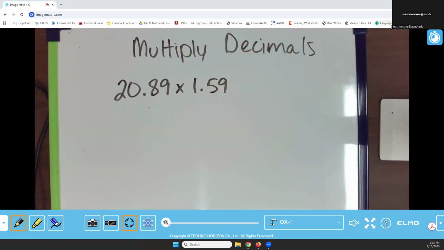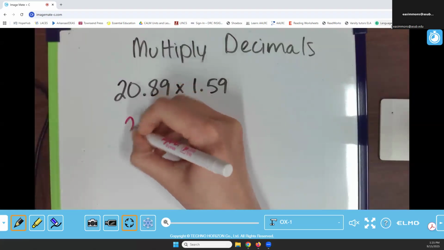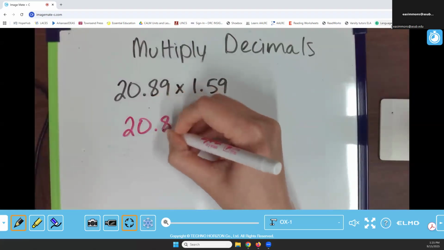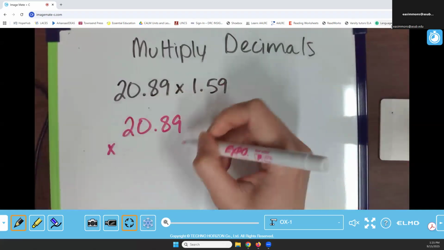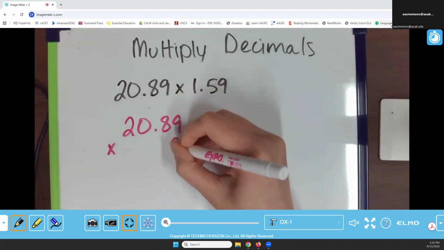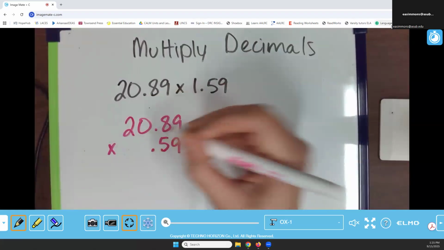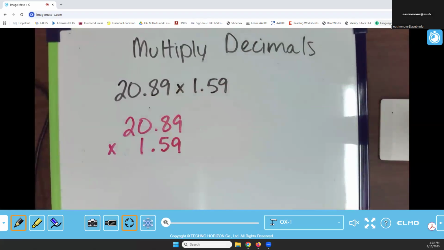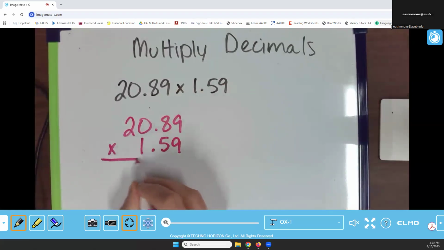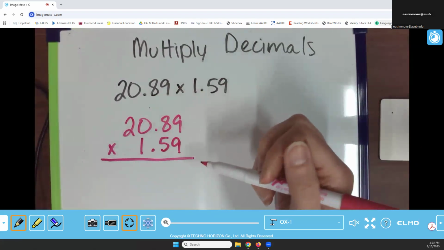I'm going to line these up vertically. 20.89 times, and I want to make sure my last digits are lined up, so I'm going to go ahead and put my 9 down, my 5 down, my point, and my 1. And it looks like our decimals just so happen to line up here, but that's not something that we needed to happen. We'll start by multiplying everything.